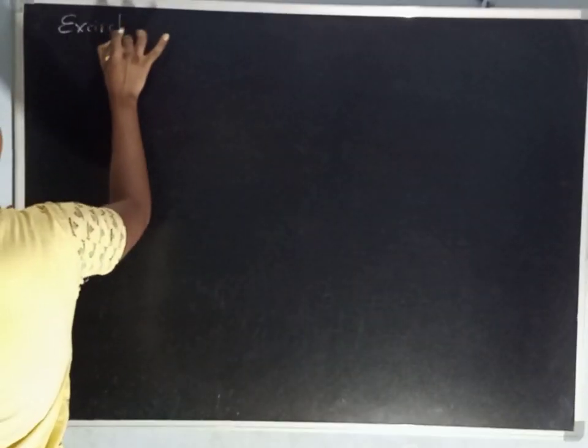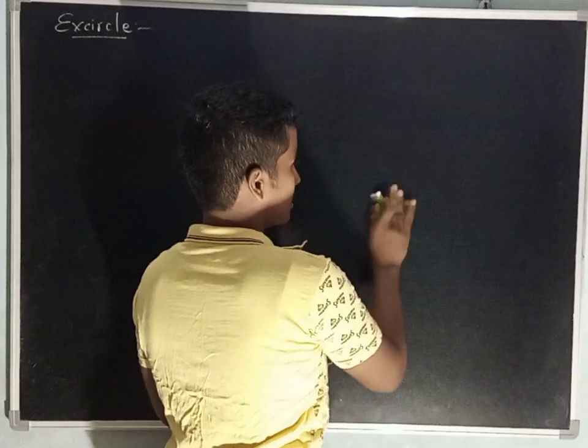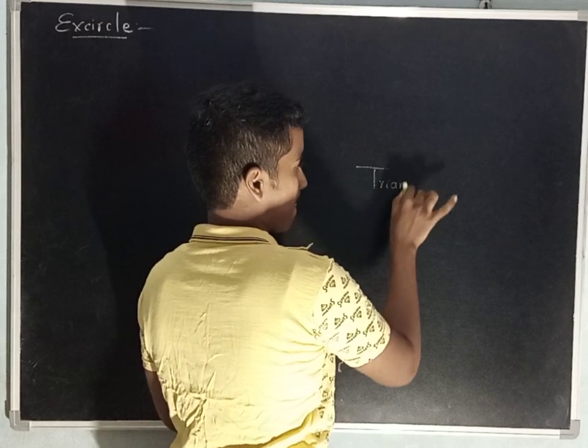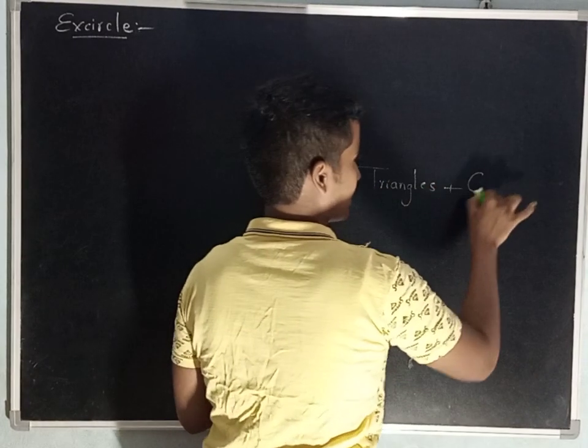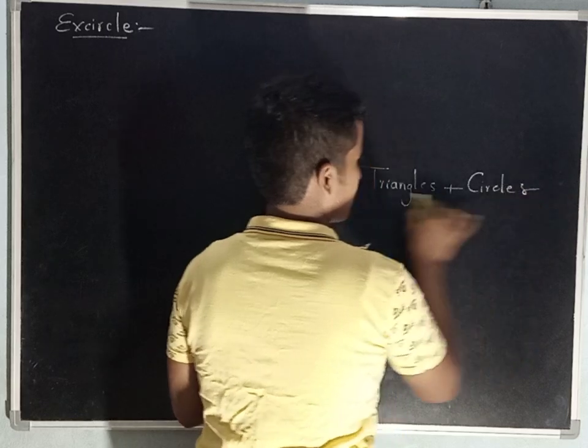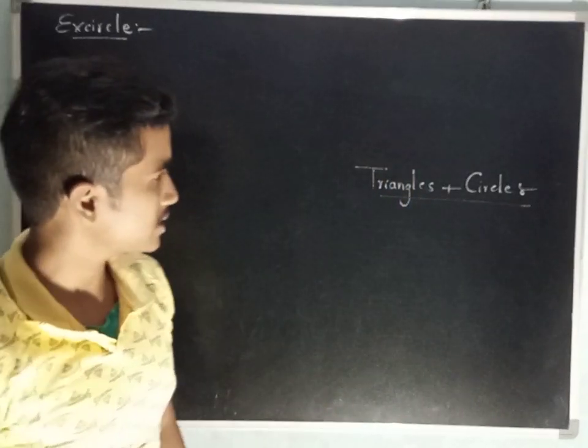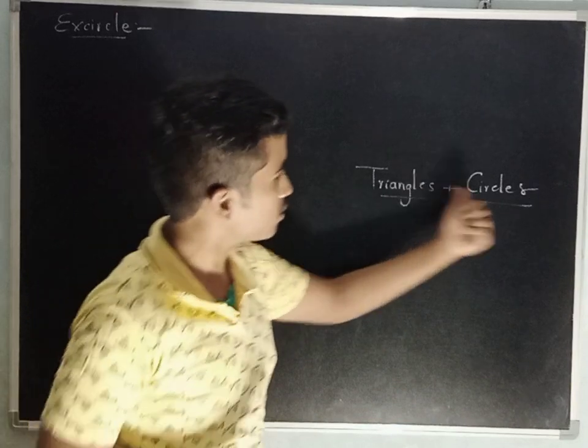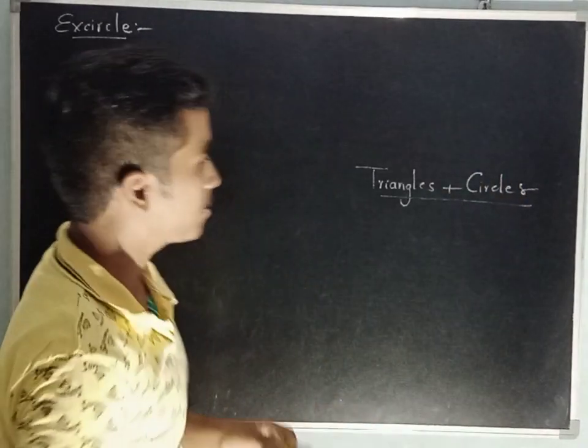Okay? In this video, we are going to discuss another new concept regarding the properties of triangles, which is related to circles, that is the excircle. The concepts that we are discussing are totally related to the combination of triangles and circles. You know very well about this.